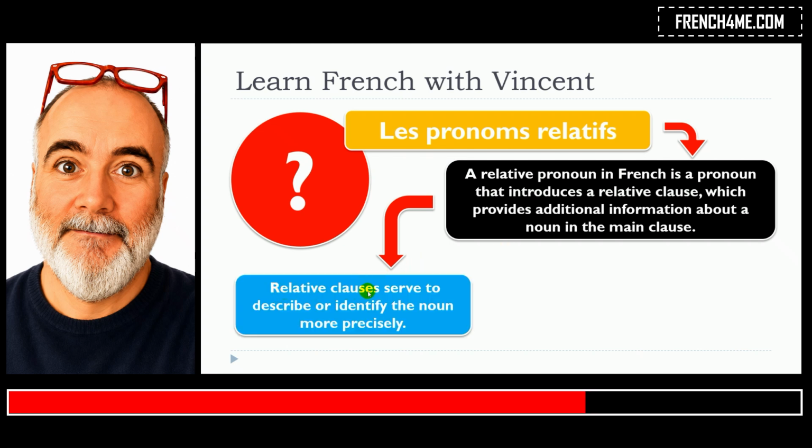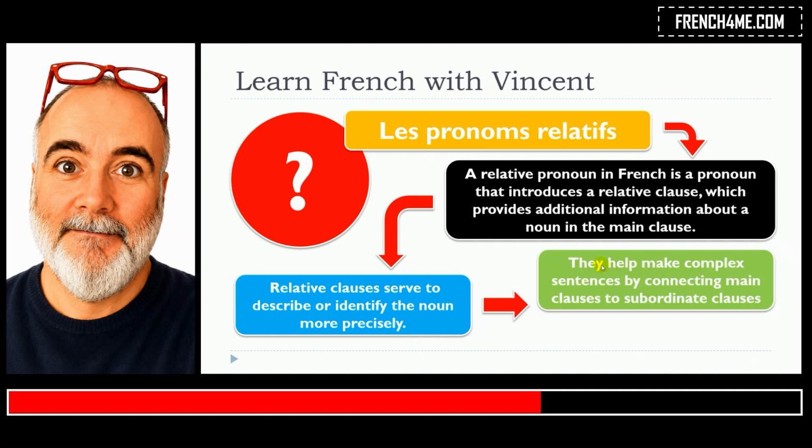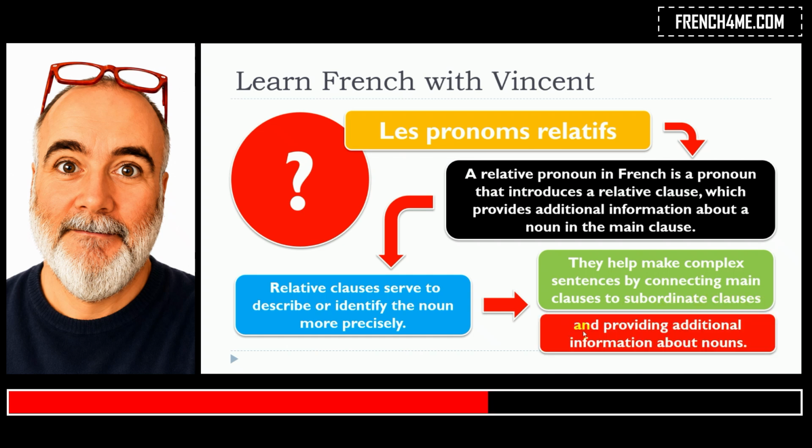So relative clauses serve to describe or identify the noun more precisely. And they help make complex sentences by connecting main clauses where you have this important noun to subordinate clauses and providing additional information about nouns.